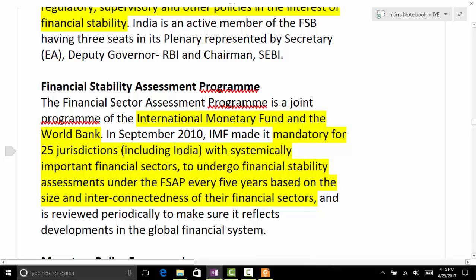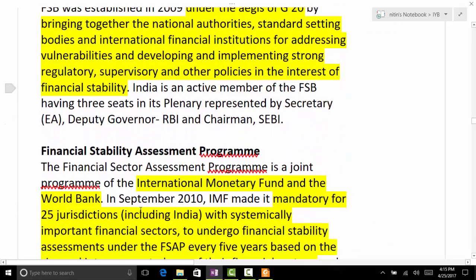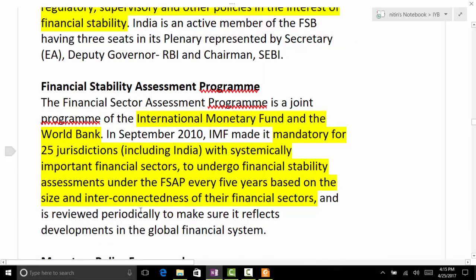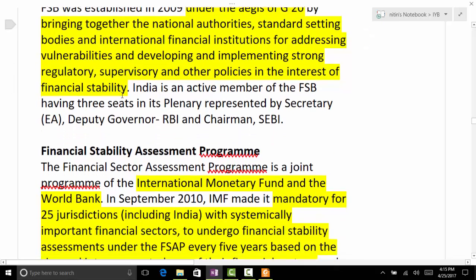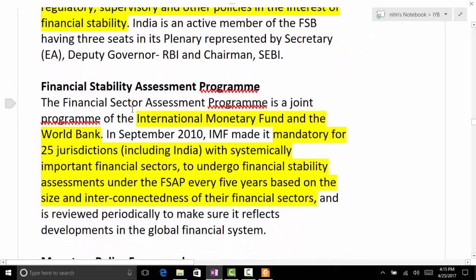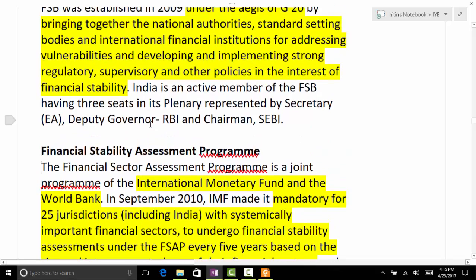And the IMF has made it mandatory for these 25 jurisdictions, including India, with systemically important financial sectors, to undergo financial stability assessment every 5 years based on the size and interconnectedness of their financial sectors. So based on this, in September 2016, systemically important banks: RBI, SBI and ICICI. SIBs, D-SIBs. So this board, the Financial Stability Board, is under the aegis of the G20, and this assessment program is a joint program of the IMF and World Bank.